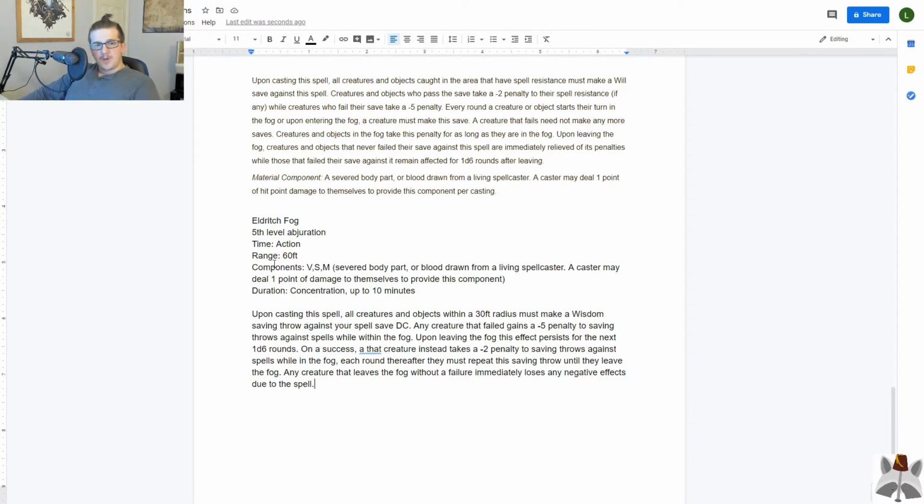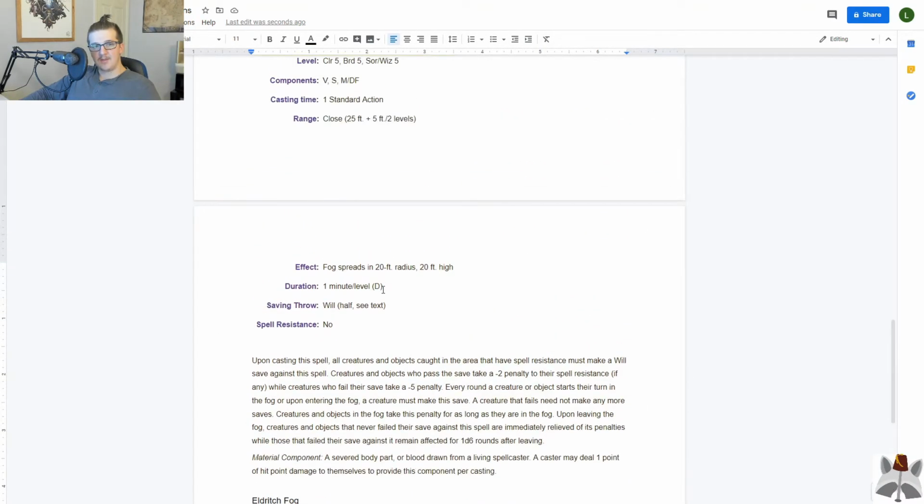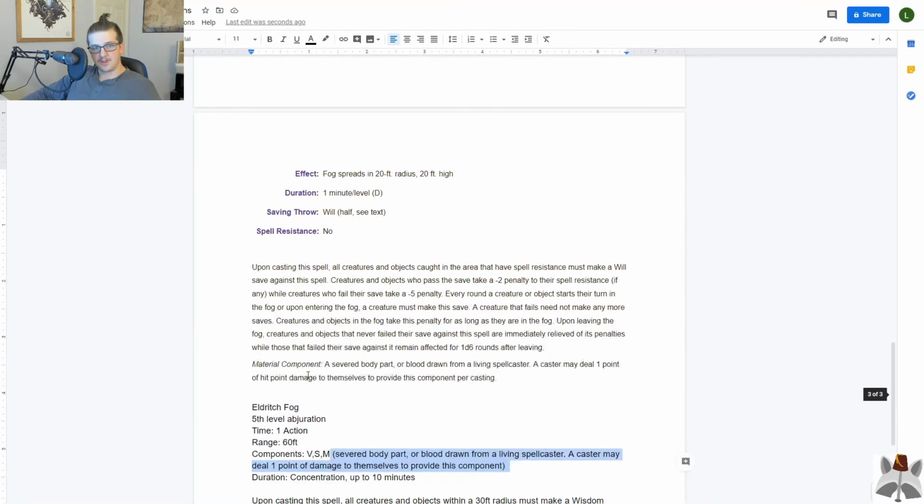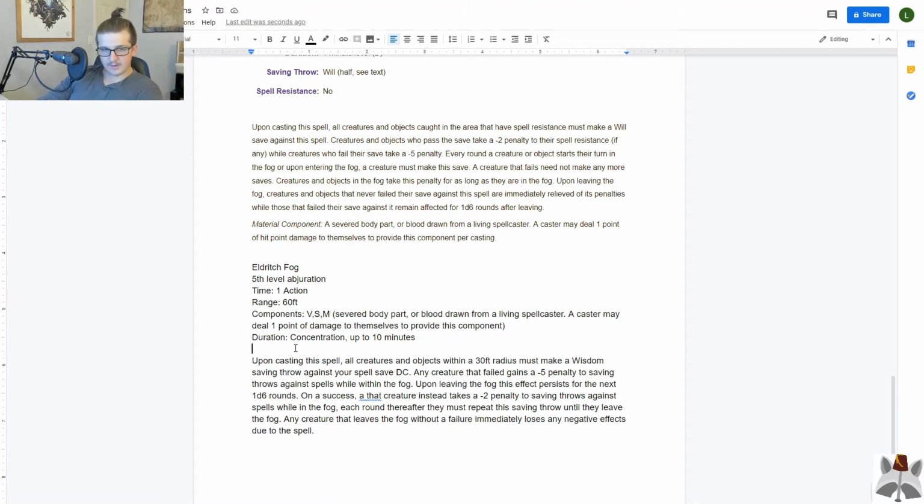Alright, so we just remade Eldritch Fog for the 5th edition manual, whatever you want to call it. So, same name, it's still 5th level, Abjuration, its casting time is 1 action. Let's write a 1 in there. Its range is 60 feet, components are verbal, somatic, and then I just added that material component up here with the rest of the materials. And then its duration is concentration up to 10 minutes. And then you can write in that it's cleric, bard, sorcerer, wizard. So we could write that in right here.